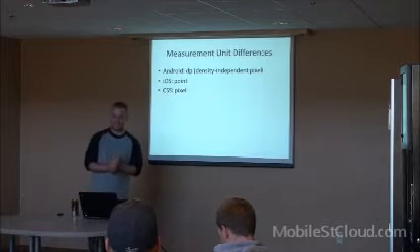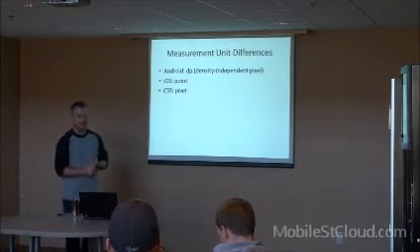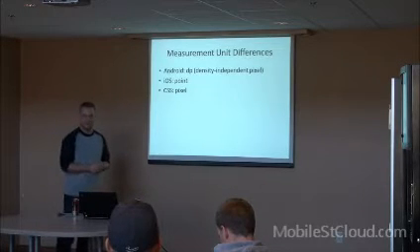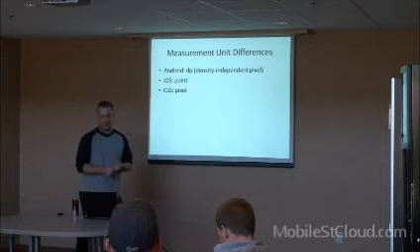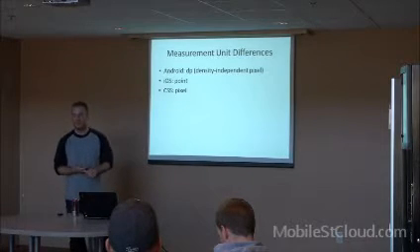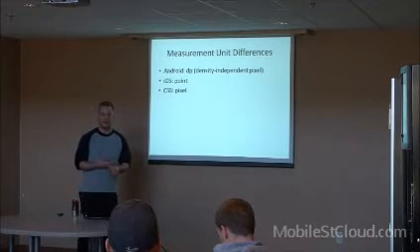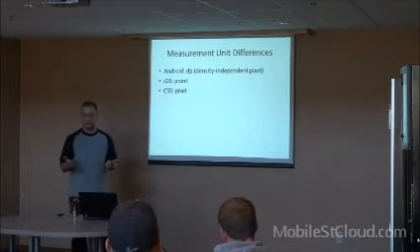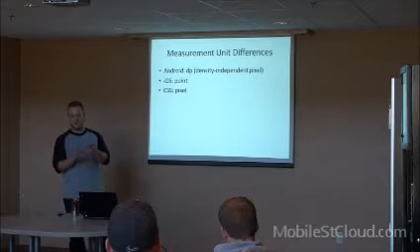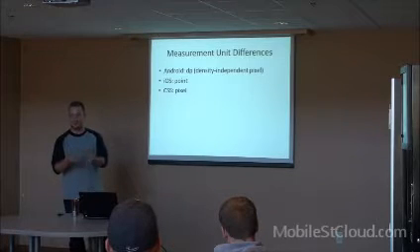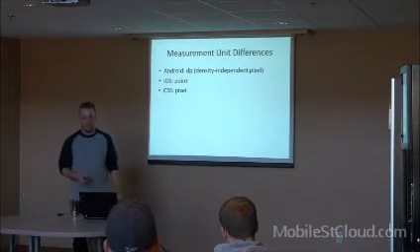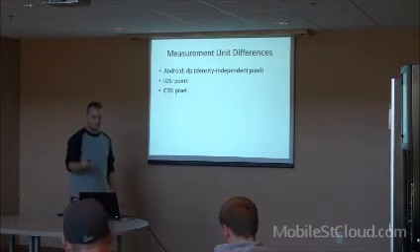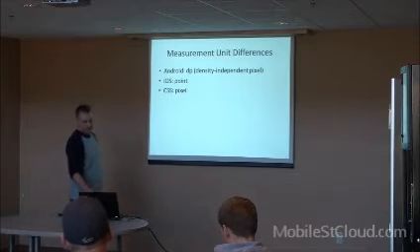So Android uses density independent pixels, iOS uses points, and then CSS, not really super related, but we use pixels. So in iOS, for example, 1 point, whether you're on Retina display or a standard iPhone, is the same. On a standard iPhone it's 1 pixel, on Retina it's 2 pixels, but it's 1 point in either case. And this will play in here a little bit later.